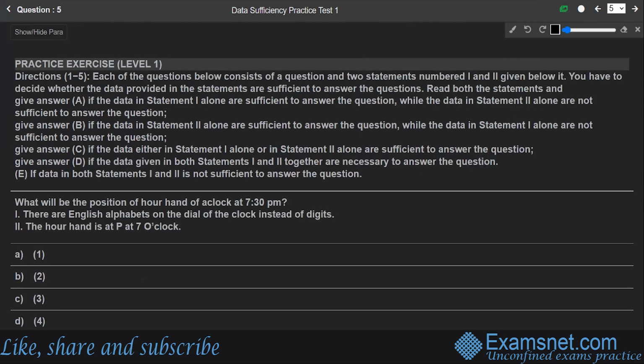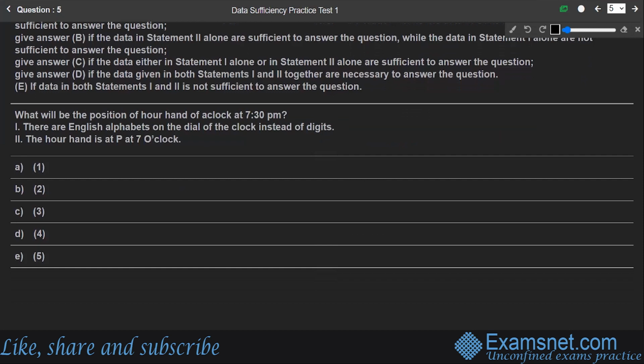Now, the same way of answering the question, data sufficiency. The question is, what will be the position of the hour hand of a clock at 7:30 p.m.? Let's see the statement. There are English alphabets on the dial of the clock instead of digits. So on the dial of the clock, this is 6, this is 7, and so on. This is 12, this is 3, this is 6. This is how the dial of a clock looks like.